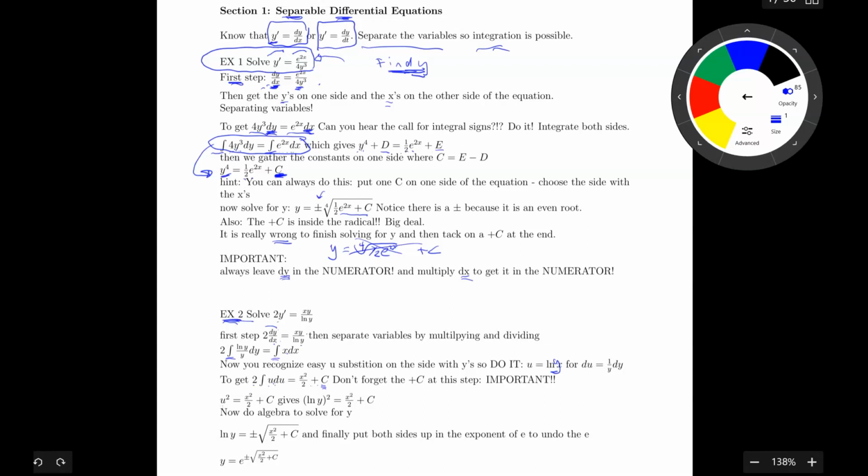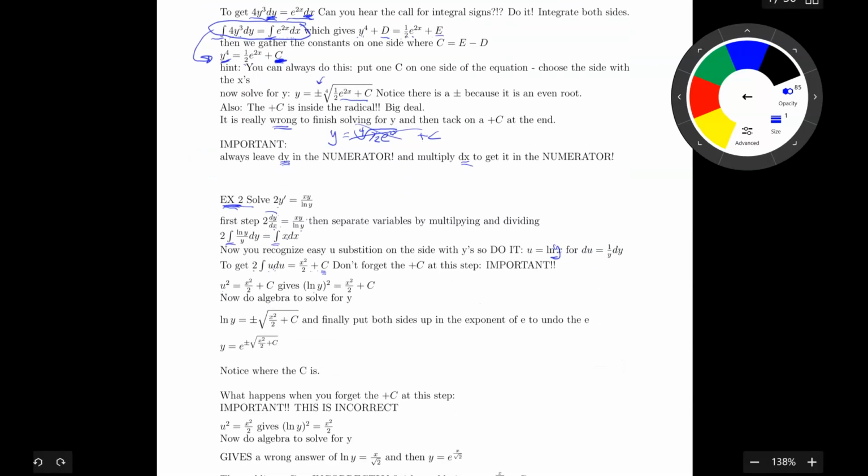And then I put the y's back in, and now remember you have to do the algebra to solve for y. That means I'm going to be taking the square root of both sides. So square root again, put the plus minus, square root of x squared over 2 plus c, and then I have to solve for y. How do you undo an ln? You take e of both sides. So e to the ln of y gives me y, and I have e to all of this. All of this is up in the exponent of the e. So be really careful about where that c is.